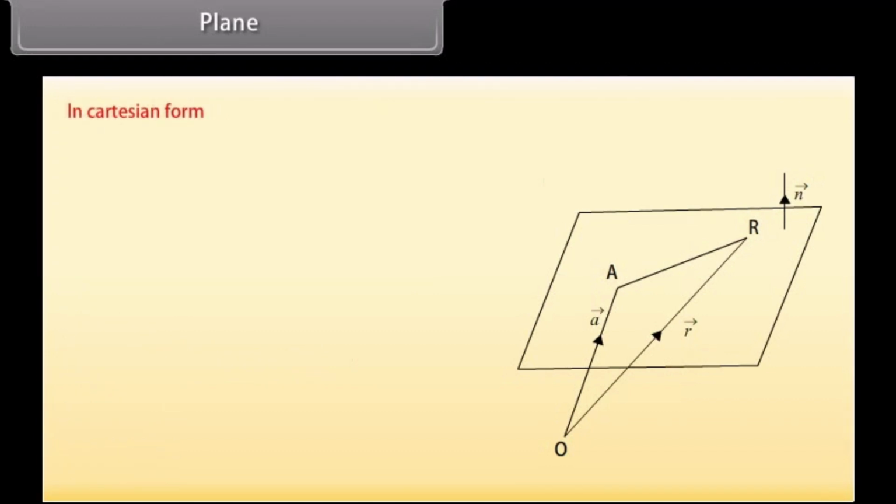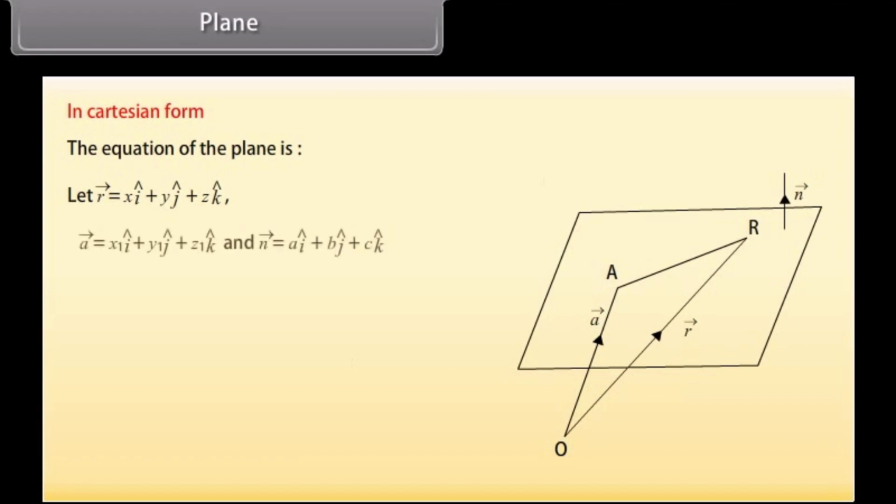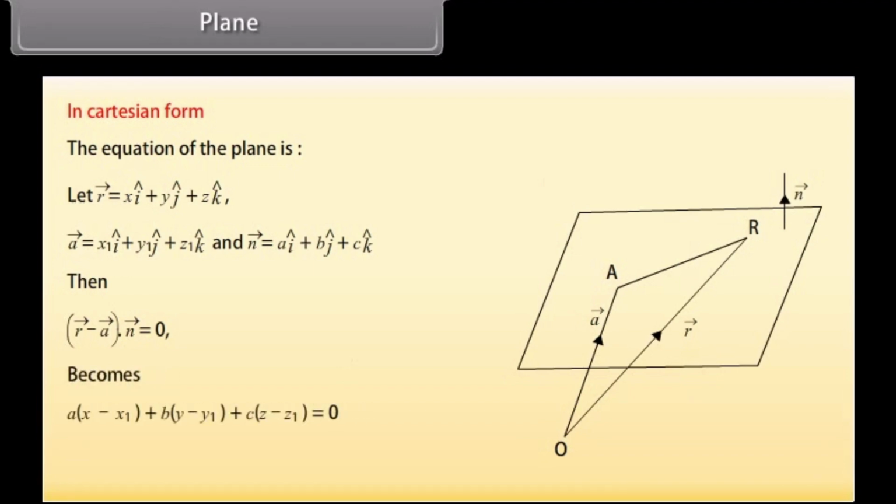In Cartesian form, the equation of the plane is: let vector r equal x î plus y ĵ plus z k̂. Vector A equals x1 î plus y1 ĵ plus z1 k̂. Vector n equals a î plus b ĵ plus c k̂. Then, the dot product of vector r minus vector A and vector n equals 0 becomes a(x minus x1) plus b(y minus y1) plus c(z minus z1) equals 0, where a, b, and c are the direction ratios of the plane.